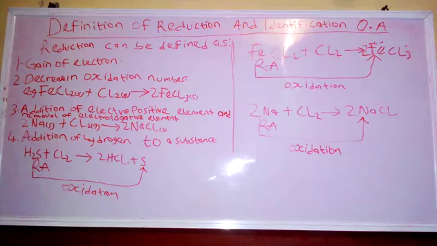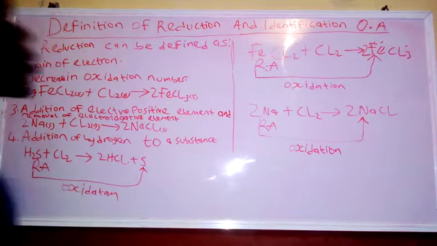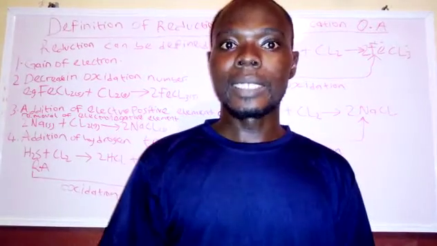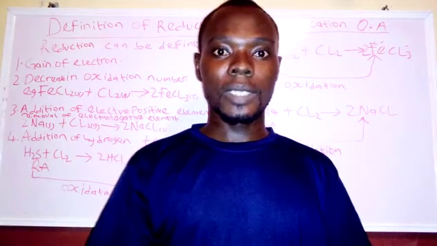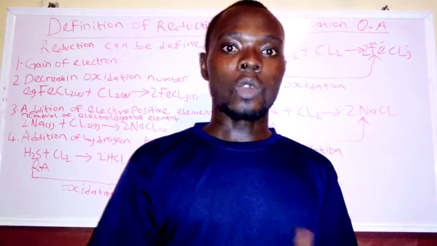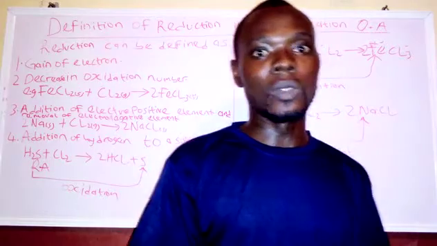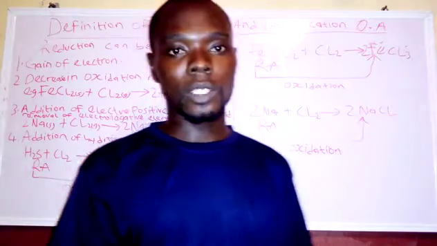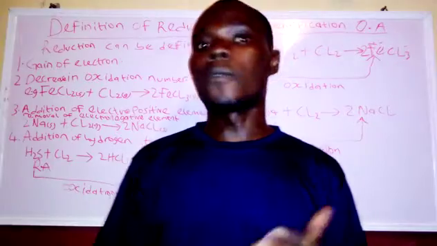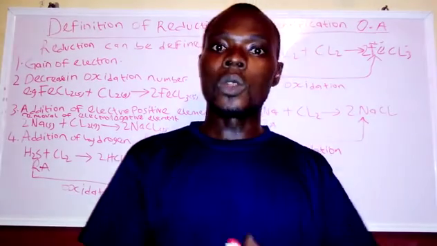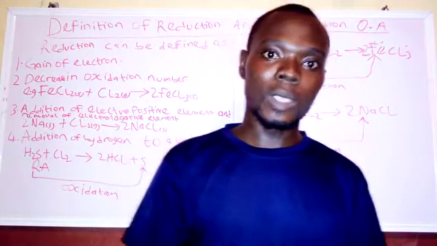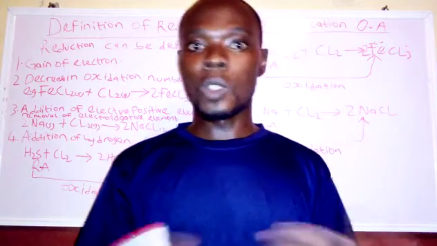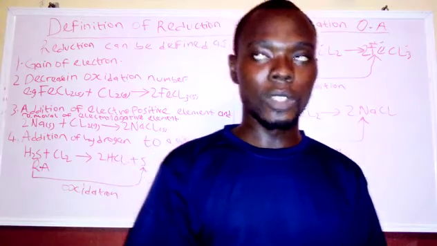Welcome back. In the previous video, I gave the definition of oxidation and how you can identify a reaction in which oxidation has taken place, and also how you can identify what a reducing agent is in a chemical reaction. So in this video, our focus shall be on reduction and identification of oxidizing agents. Now, reduction is just the opposite of oxidation, as you will see in this video.